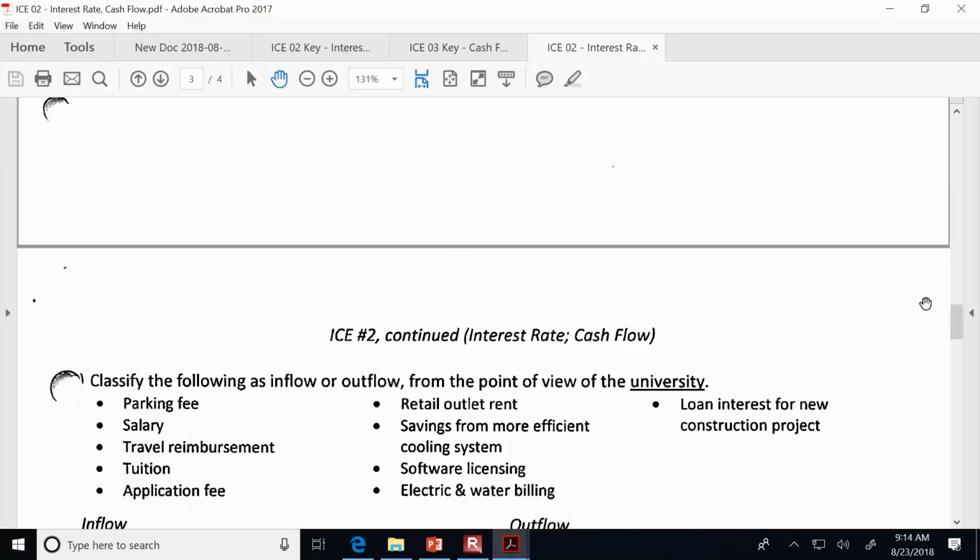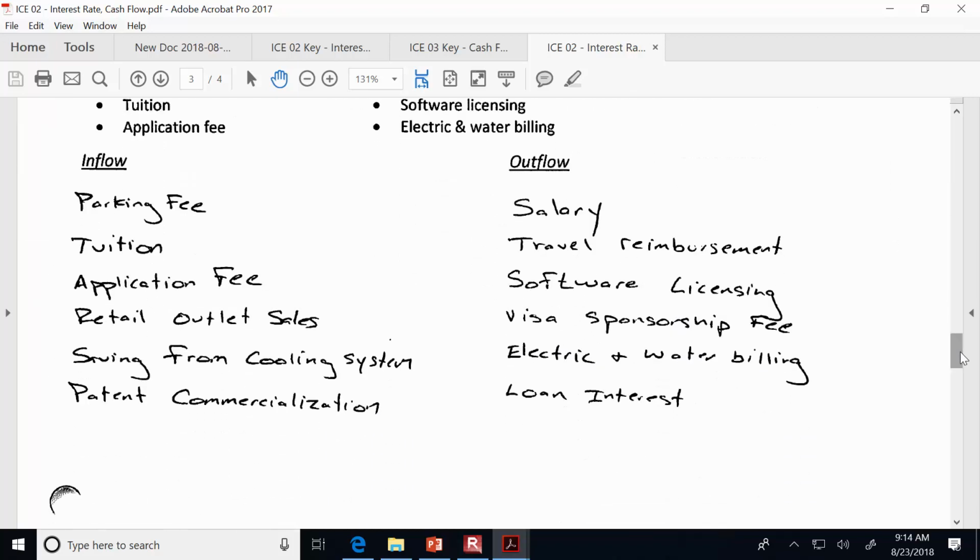Okay, I'm going to flash some of the solution here on the screen if you want to compare what you did to what my perception was here. All of these things are going to generate revenue for the university. By the way, patent commercialization is when, let's say, a faculty member invents something and then whoever licenses that invention pays a fee to the university. But then there are also going to be expenses. And so here's a list of expenses that the university would face that's going to represent outflow from the budget.